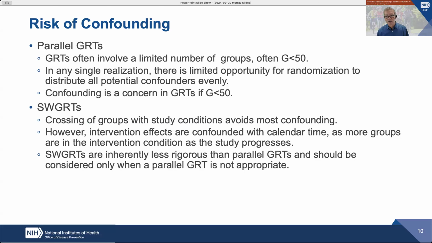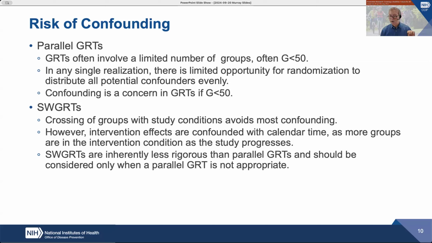In the step wedge group randomized trial, instead of having our groups nested within study arms, they're actually crossed with study arms. Everybody begins in the control condition and gradually steps over to the intervention condition so that all the groups and all the participants provide data under both conditions. That means that groups are crossed. And as soon as we do that, we avoid most of the confounding that would be of concern in a parallel group randomized trial. At the same time, the intervention effects are substantially confounded with calendar time.